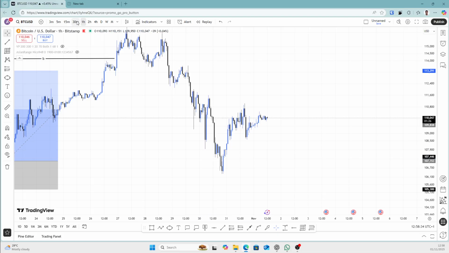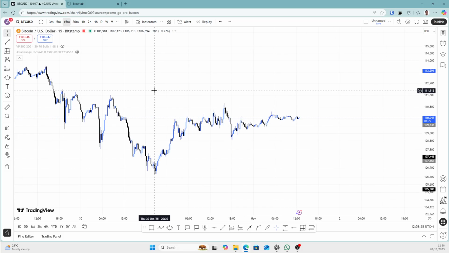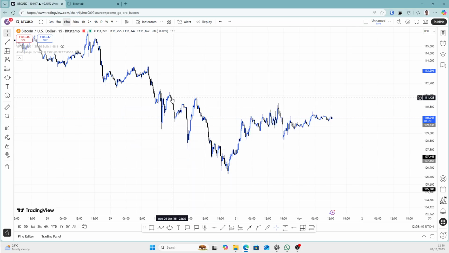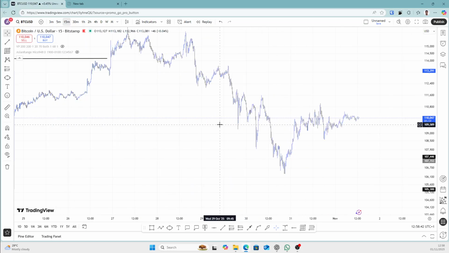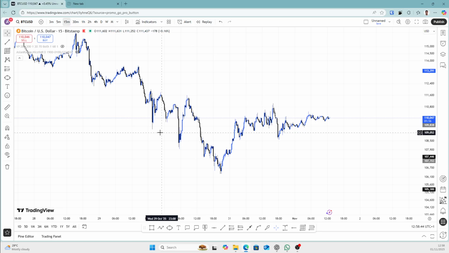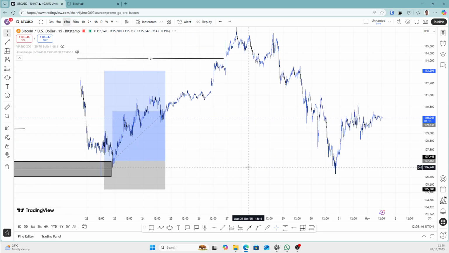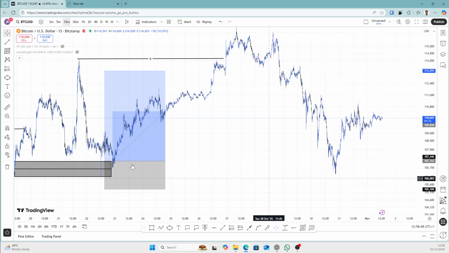So if I take this thing down further, let's say to the 15 minute, for us to see clearly what's happening there. If I take this further to the 15-minute time frame, you can see that we had a break up. The market has not yet closed below this here, so that's why I'm still considering it.